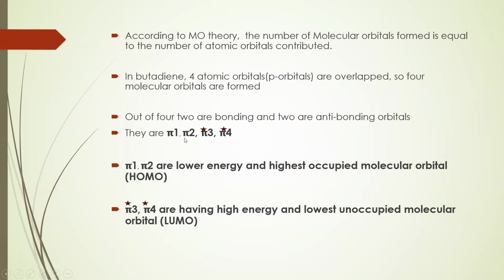So pi 1, pi 2 are lower energy orbitals. Pi 3 and pi 4 have high energy. We know that lower energy orbitals are filled first. That's why pi 1, pi 2 are called occupied molecular orbitals. So electrons occupy them first. The highest occupied molecular orbital is HOMO. Pi 3 star and pi 4 star are anti-bonding orbitals having high energy. So these are unoccupied molecular orbitals. That's why it's called LUMO. Pi 1, pi 2 are HOMO and pi 3 star and pi 4 star are LUMO orbitals.